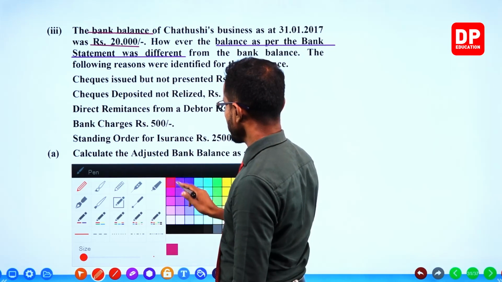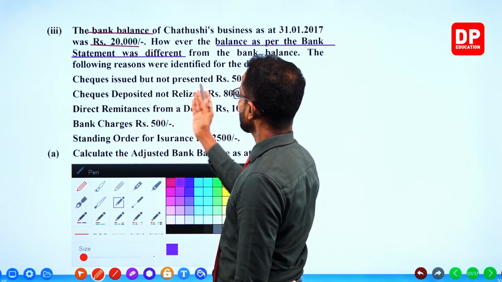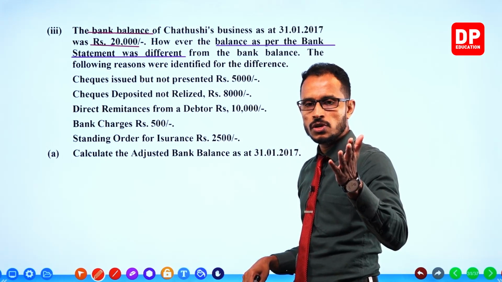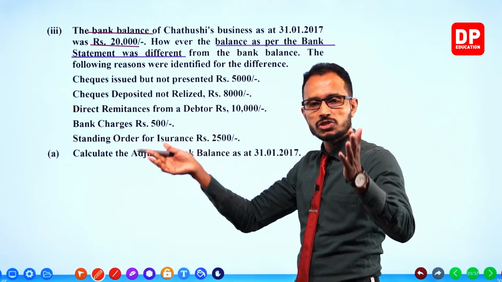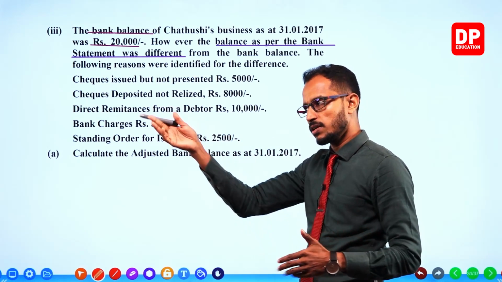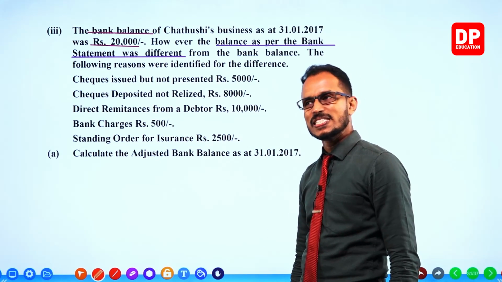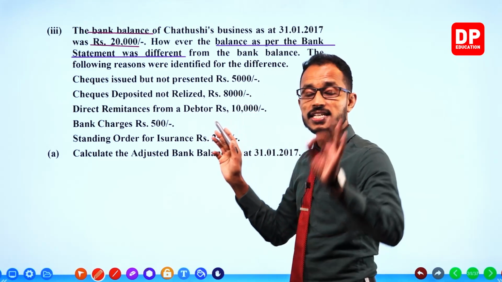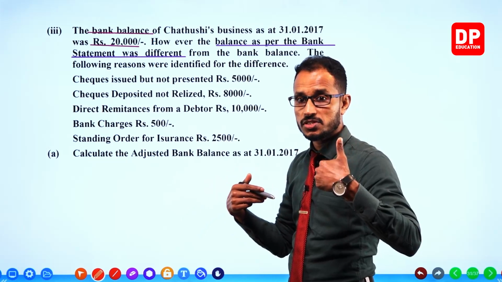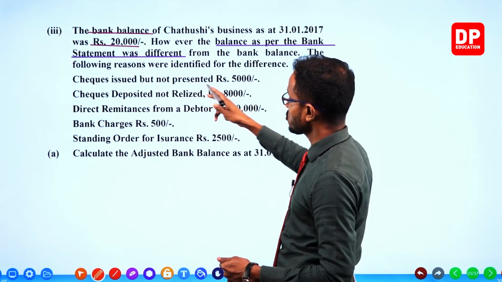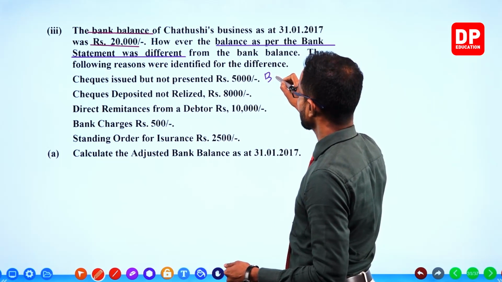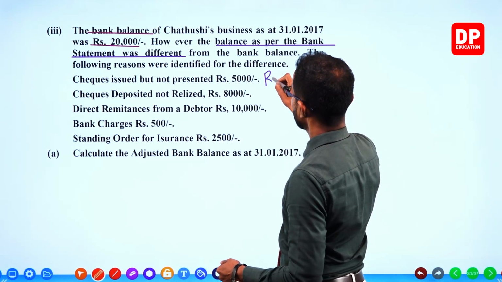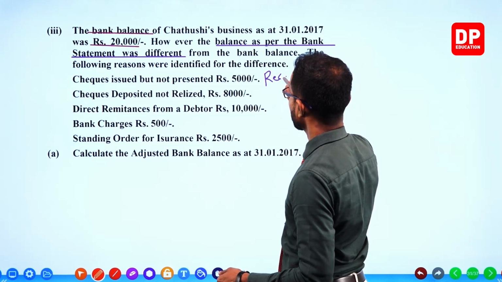Checks issued but not presented, 5,000. Unpresented checks. We have issued them, so those checks are in our bank account but have not yet gone to the bank. That means they are not in the adjusted bank account of the business. Unpresented checks should be in the bank reconciliation.